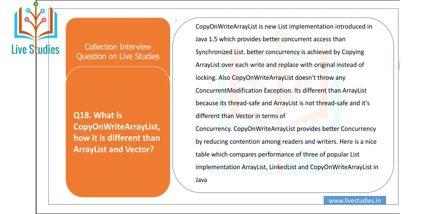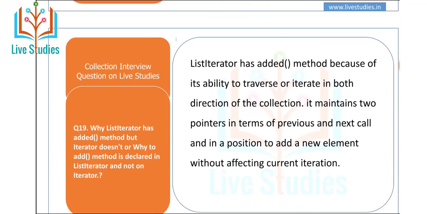It is different from ArrayList because it is thread safe, and ArrayList is not thread safe. It is different from Vector in terms of concurrency. CopyOnWriteArrayList provides better concurrency by reducing contention among readers and writers. Here is a nice table which compares the performance of three popular list implementations, ArrayList, LinkedList, and CopyOnWriteArrayList in Java. Move to the next question.